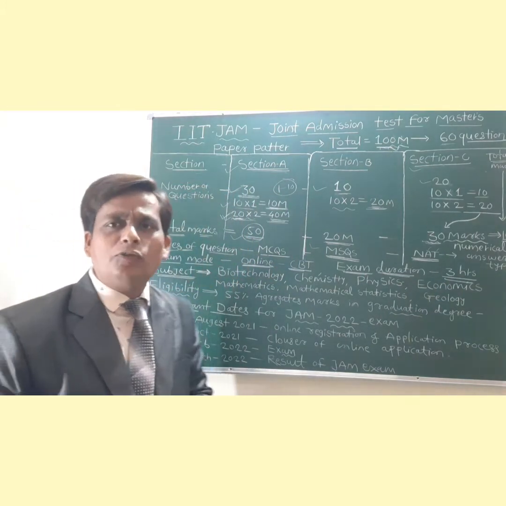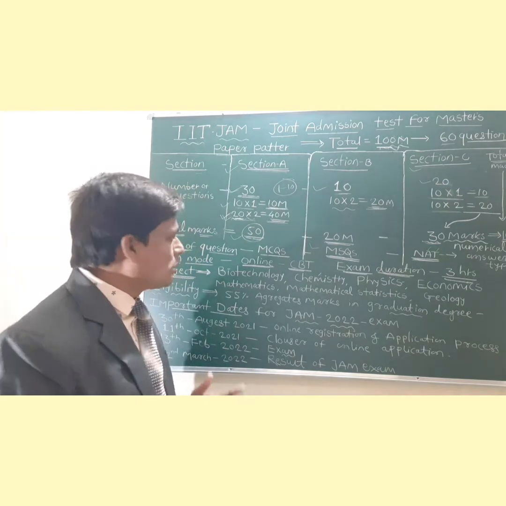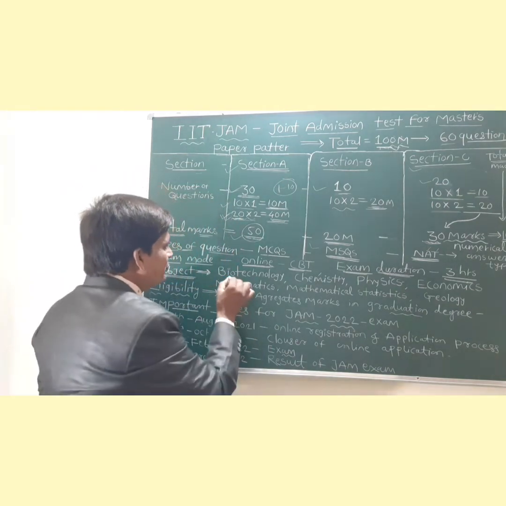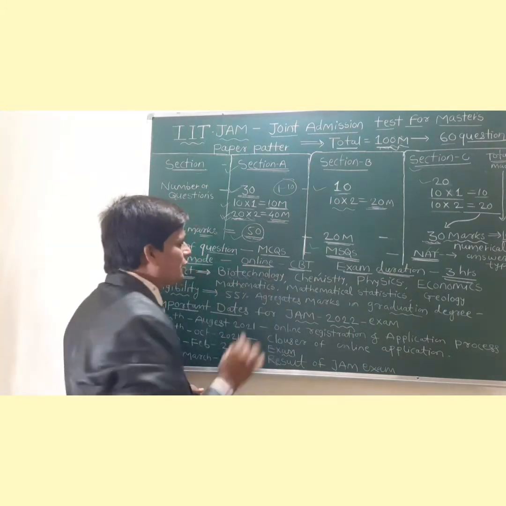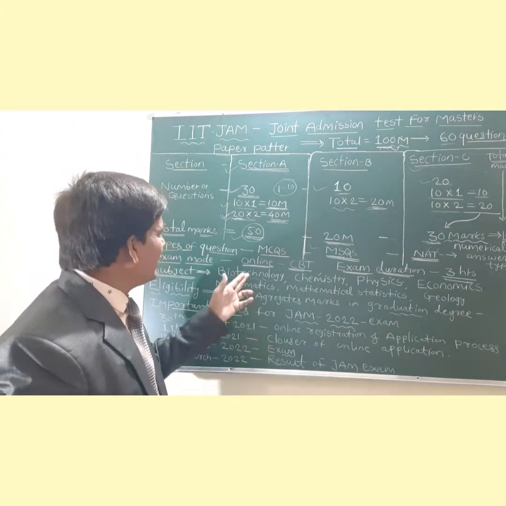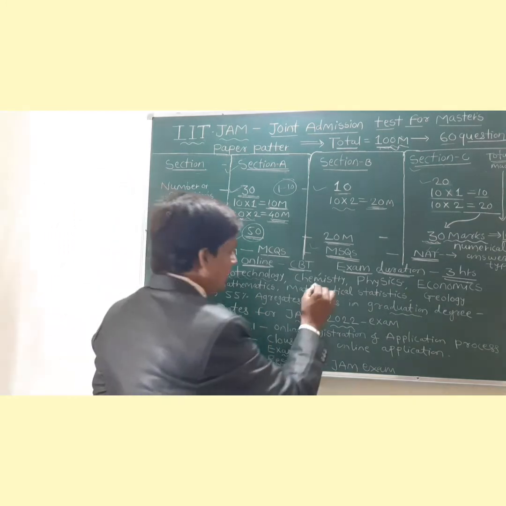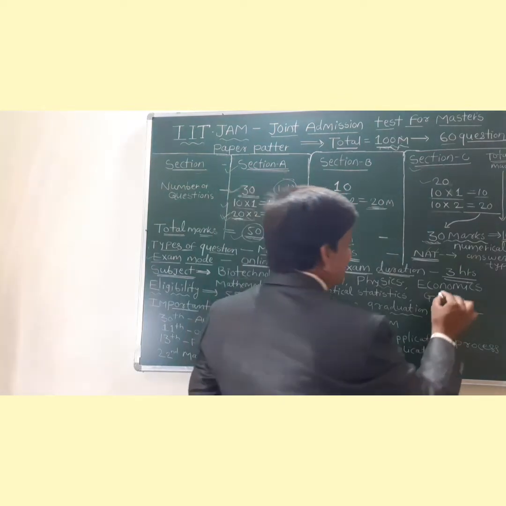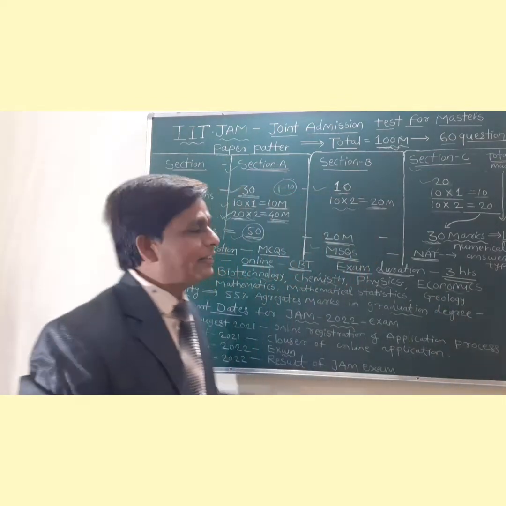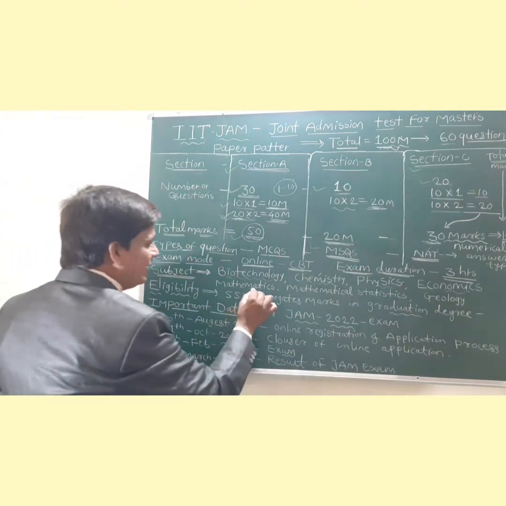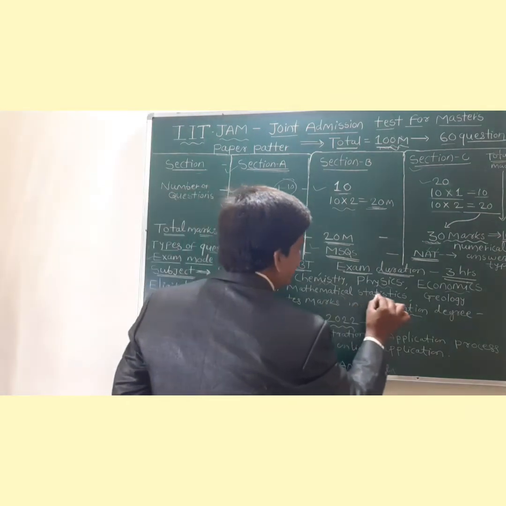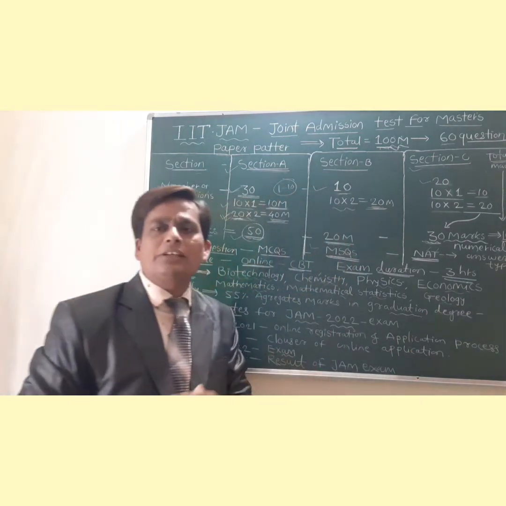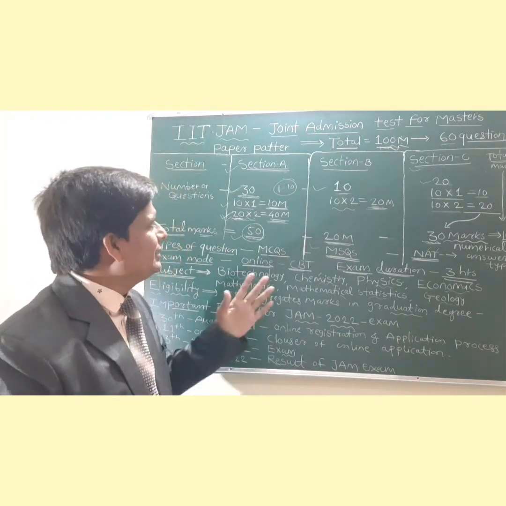So next is the subjects. How many subjects are offered through this JAM exam? So total 7 subjects are there. You already know these subjects. Biotechnology, so those having a graduation in biotechnology can give this exam. Then chemistry, okay, then physics, and this year they have added economics. Those having economics as a subject can also give this exam. Then mathematics, then mathematical statistics, and the last one is geology. Total 7 subjects are included in this JAM exam.